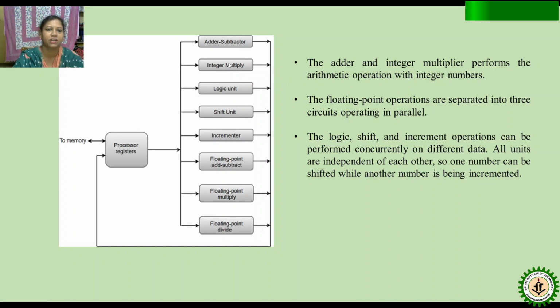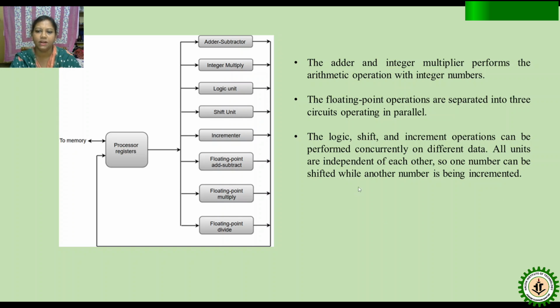So adder, subtractor, increment, all are for integer numbers. Similarly, there are different floating point operations: addition, subtraction, multiplication, division, and logical operations, shifting, incrementing can be performed on different data. So all the units are independent. This is very important. All units are independent of each other.